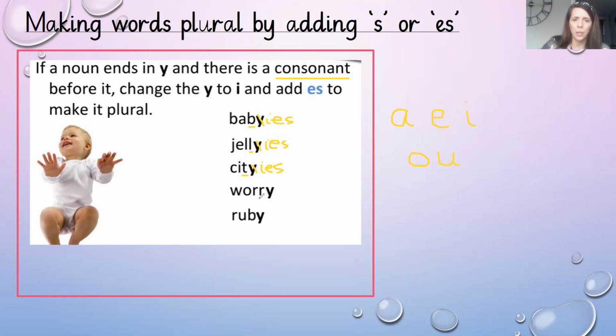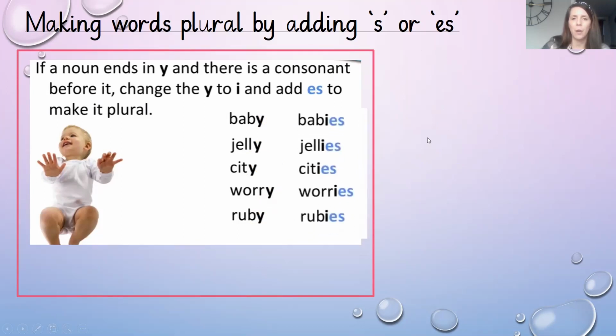Then worry. Worry has an R, that's a consonant. So again, we change the Y to an I and add ES. Ruby, it's got a B there, which is a consonant letter. So we change the Y to an I, and we add ES, and that becomes rubies. So there we go. There are the words babies, jellies, cities, worries, and rubies.